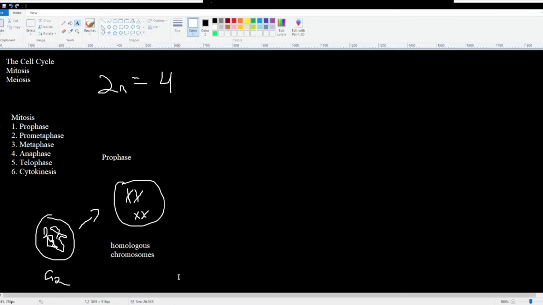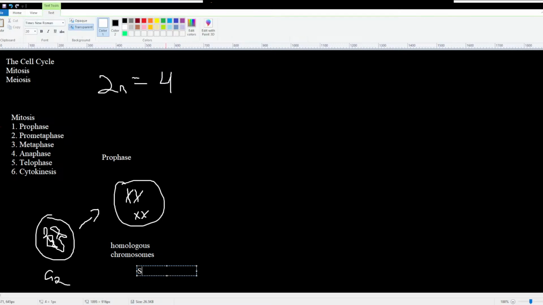Anyway, homologous chromosomes. What homologous chromosomes are is that they're not quite identical, but homologous chromosomes always come in pairs, right? So these pairs are not identical. But what they do have in common is that they have similar size and similar genetic information.